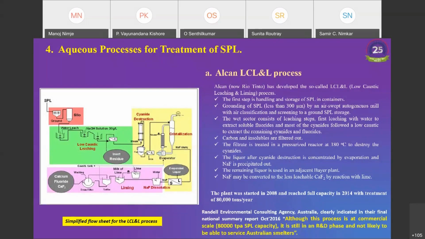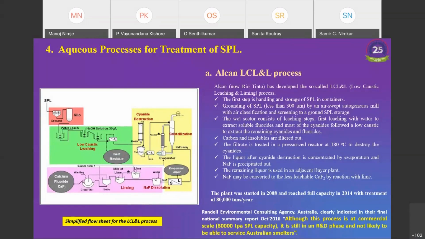Alcan, now Rio Tinto, has developed the process called LCL&L, that is low caustic leaching and liming process. The various steps involved in the process are shown here in the flowchart. The first step is handling and storage of SPL in a container. The next step is the grinding of SPL to less than 300 micron by an air-swept autogenous mill with air classification and screening to a ground SPL storage.